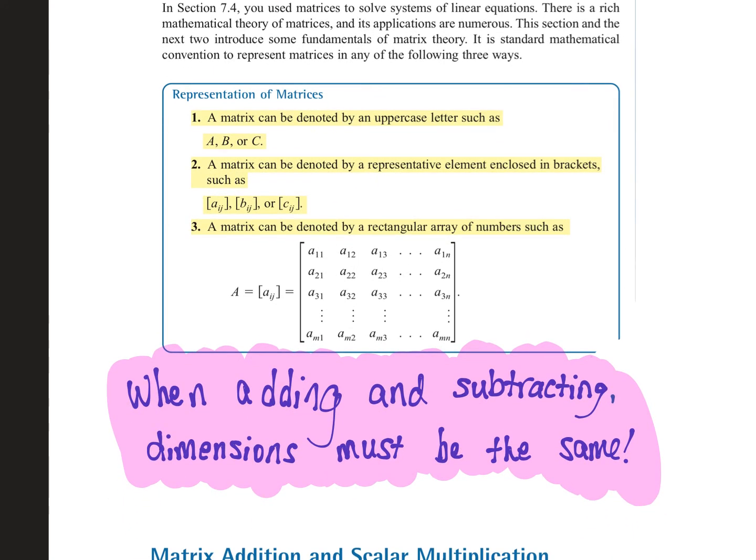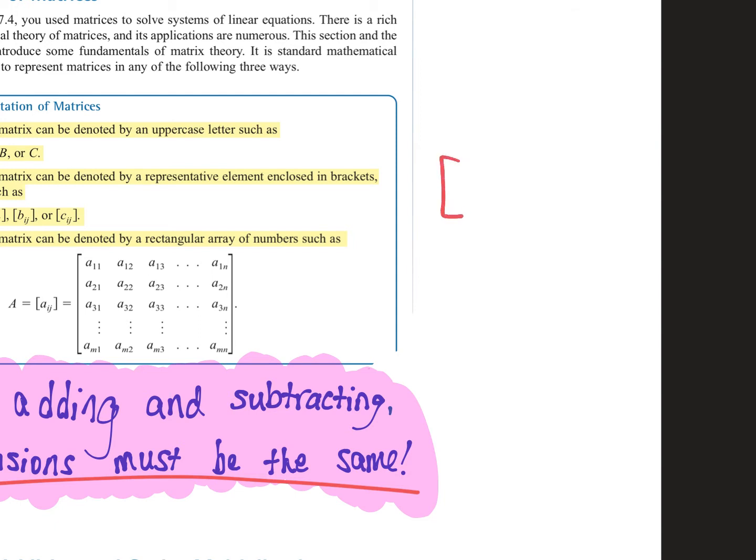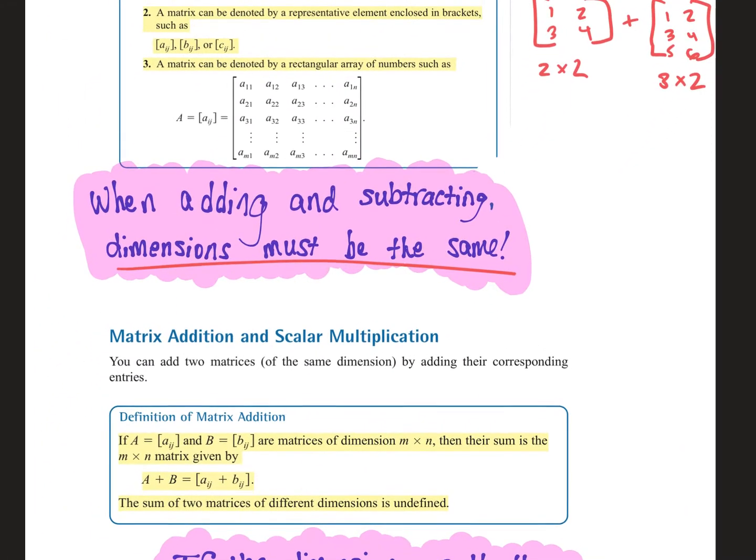Alright, so in adding and subtracting matrices, our dimensions have to be the same. So if I had a matrix that was like this, 1, 2, 3, 4, and I was adding it to one that looked like this, could I add these matrices together? No, because my first one is a 2 by 2, and what's the dimensions of the second matrix? 3 by 2, remember, row by column. So I would not be able to add this. Your dimensions have to be the same.